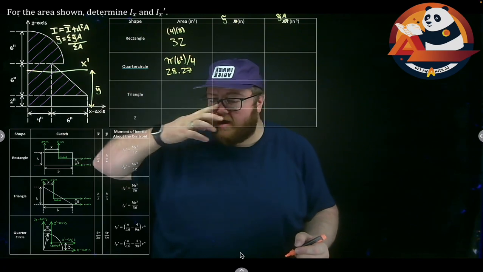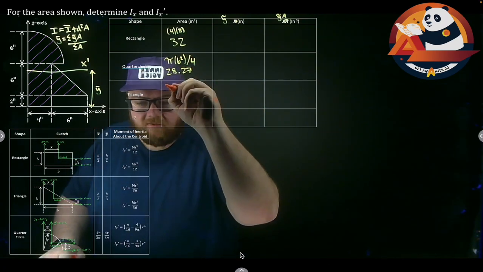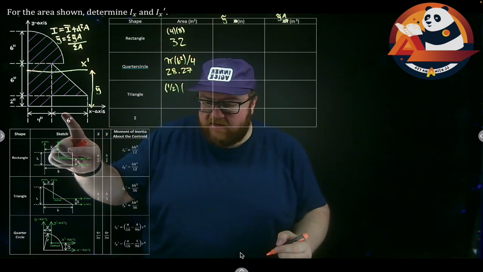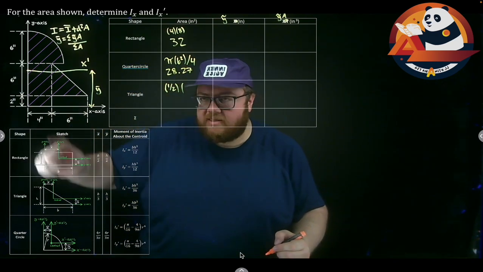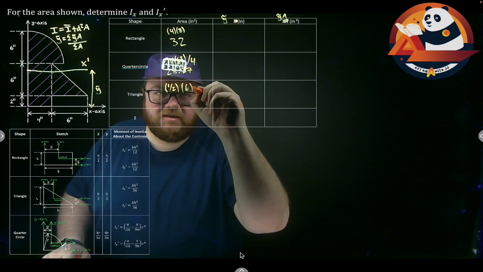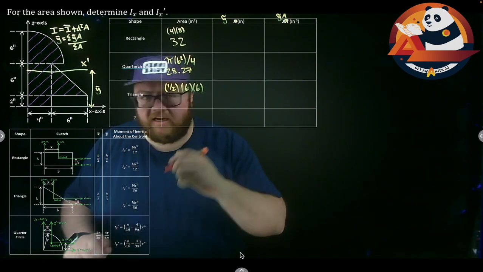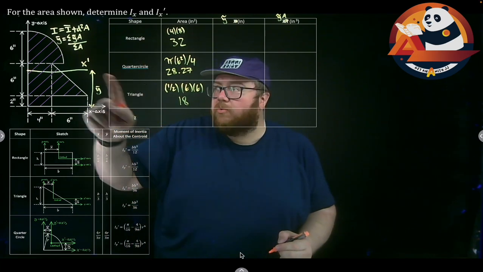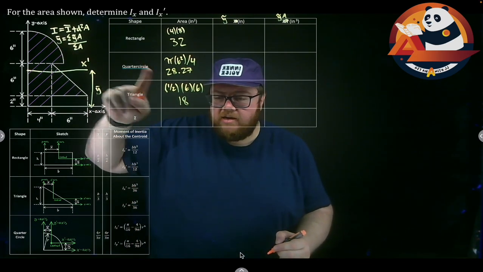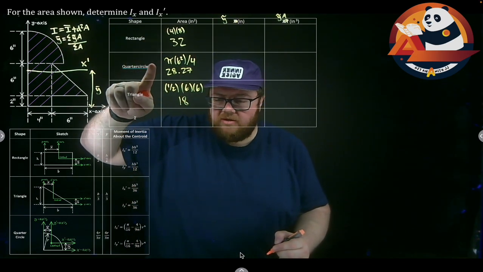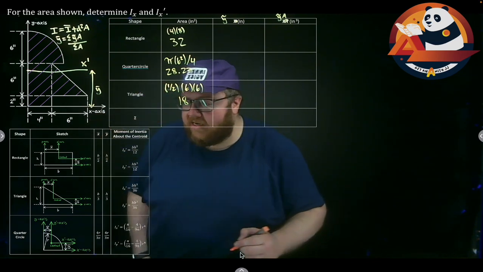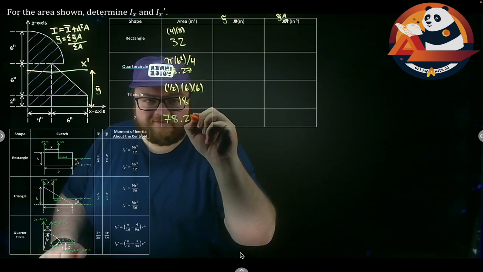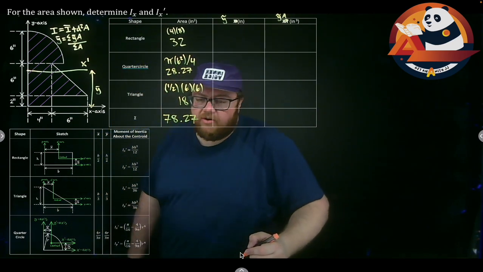And then finally my triangle. Area of a triangle is 1/2 base times height. My base in this triangle is 6 inches, my height is 6. 1/2 times 6 times 6 is going to get me 18. And in my equation, I do have a sum of my area, so let's add this all up. 32 plus 28.27 plus 18 is going to get us 78.27, which would be our first column in here.